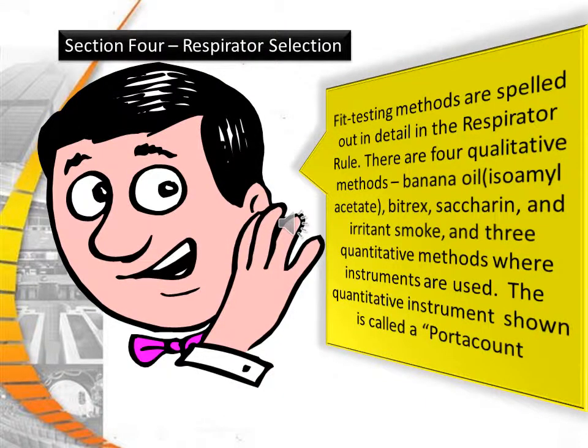Fit testing methods are spelled out in detail in the respirator rule. There are four qualitative methods: banana oil, Bitrex, saccharin, and irritant smoke, and three quantitative methods where instruments are used. The quantitative methods are called the PortaCount.